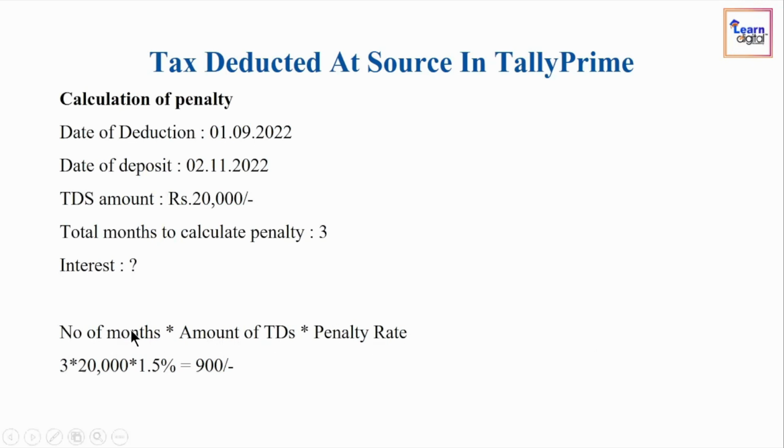See, the number of months can be calculated from the date on which it is deducted. We count it as 1 month till the date of deposit. If the date of deposit is the first date of any month, we have to count that month as one more month for calculating the TDS penalty. So this is how TDS penalty can be worked out in TallyPrime. So let's stop over here.